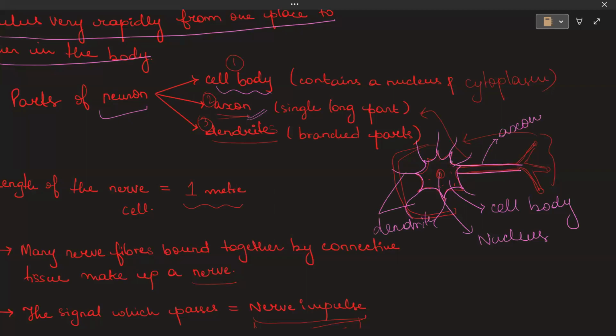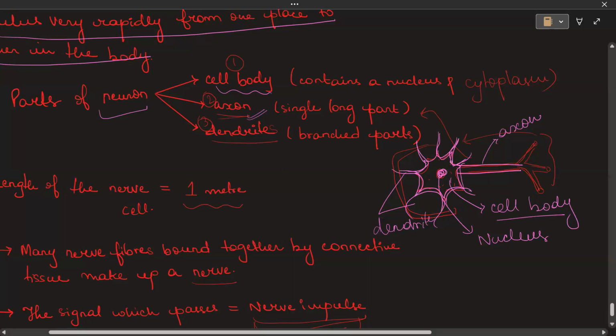So the first part is a cell body. This cell body, this part that I have labeled, is known as the cell body. It contains a nucleus and it has a cytoplasm. Then there are branch-like structures which are known as dendrites. Now, what is the function of the dendrites? They bring all sorts of impulses, stimuli to the cell body. Then from the cell body arises a long single portion which is known as the axon.